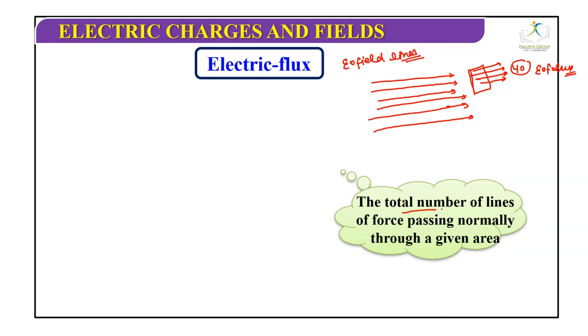Again, the total number of field lines of force passing normally through the given area. This will be the area, and as you can see, this will be the perpendicular section where the field lines are passing. Clear?